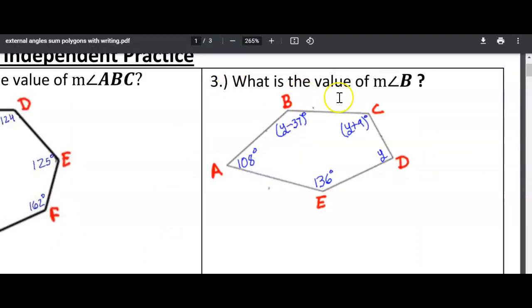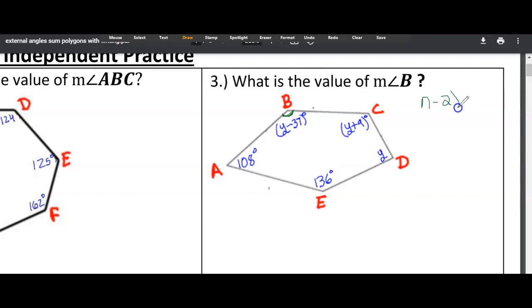Okay, this one's asking, what is the value of angle B? So angle B is right here. I need to find the measure of this angle. So I need to first find how many degrees must be in here. What is the total sum of the interior angles? So angle B plus angle A plus angle E plus angle D plus angle C, what did those equal? So remember, you count the number of sides and you subtract 2.